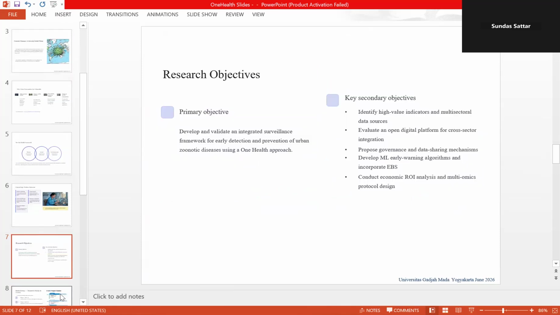The main objective of this study is to develop an integrated surveillance framework for early detection and prevention of zoonotic diseases in urban communities using a One Health approach. Key secondary objectives include identifying important indicators and data sources, evaluating digital integration platforms, developing machine learning-based early warning systems, incorporating event-based surveillance data, and conducting economic evaluation of this system.